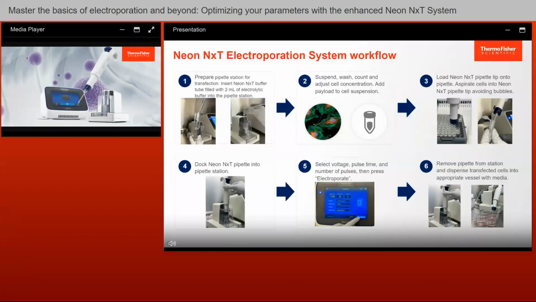Then we dock the Neon NxT pipette into the station. At this time, we select the desired voltage, pulse width, and number of pulses on the Neon NxT instrument screen. Then we press electroporate. The instrument will indicate when the electric field is applied, and then finally the pipette can be removed from the station with the now electroporated cells and dispensed directly into the proper vessel containing media.